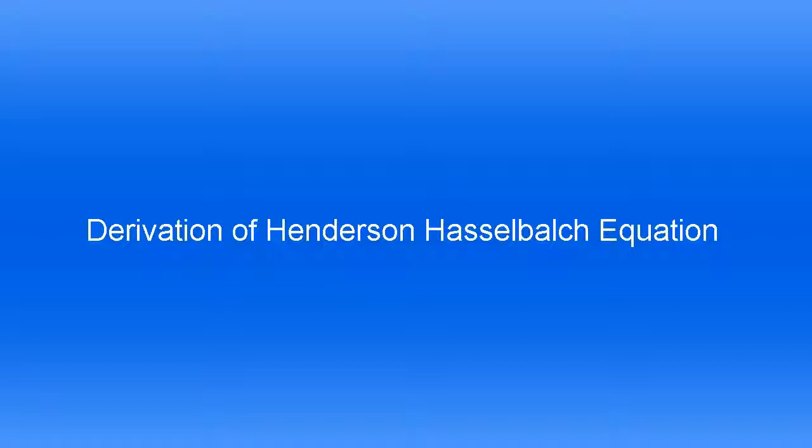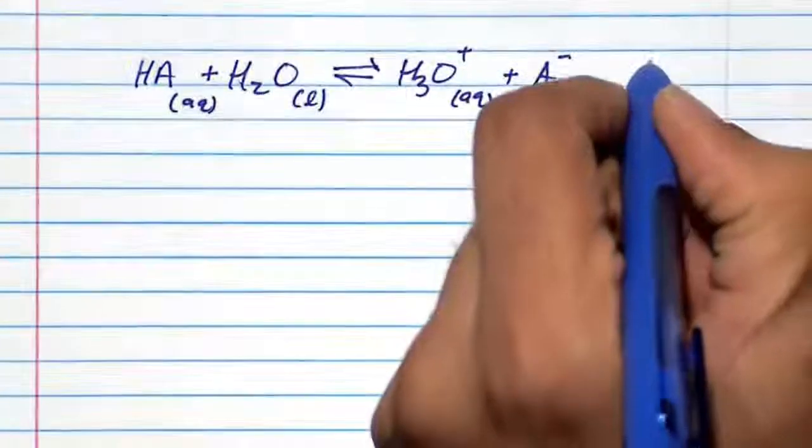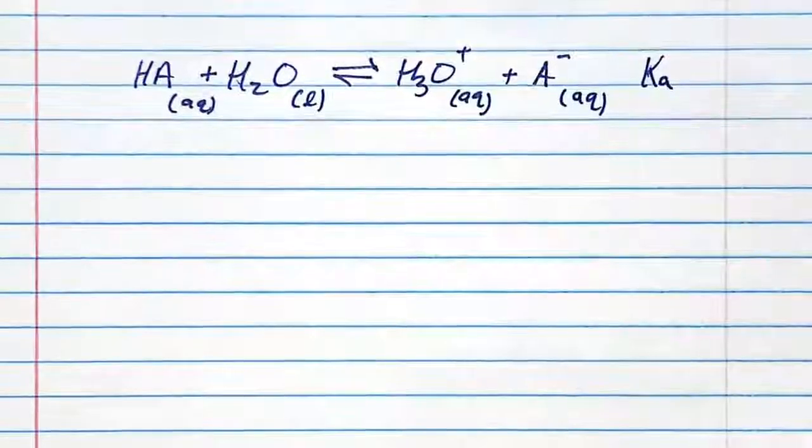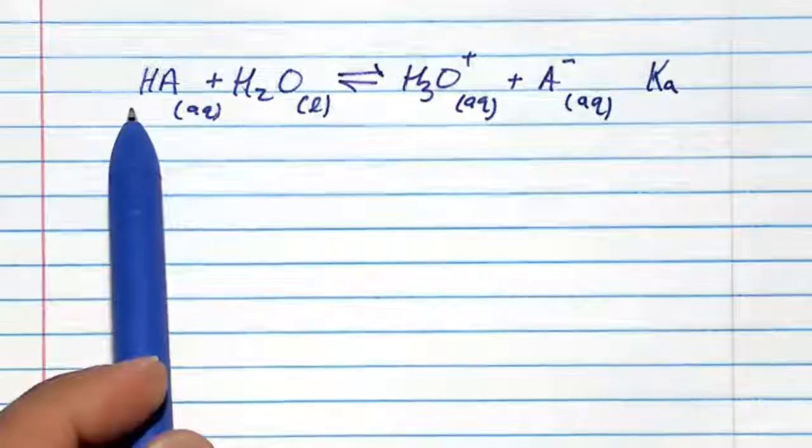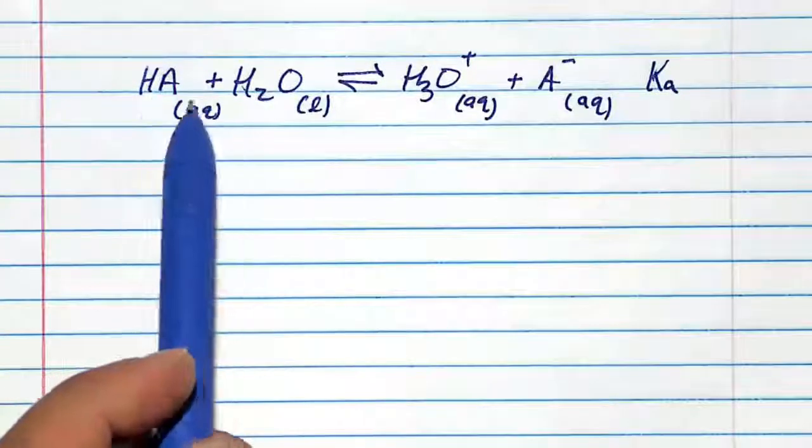When we derive the Henderson-Hasselbalch equation, the first thing we need to know is our acid dissociation constant and the acid dissociation equation. So for a generic monoprotic acid, the equation is this. This has a Ka, which is quoted at a specific temperature. This is something you should know, regardless of whether it is any weak acid or a strong acid.